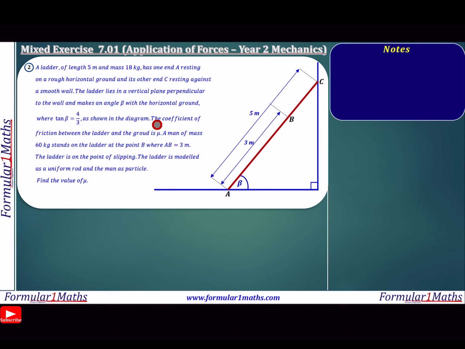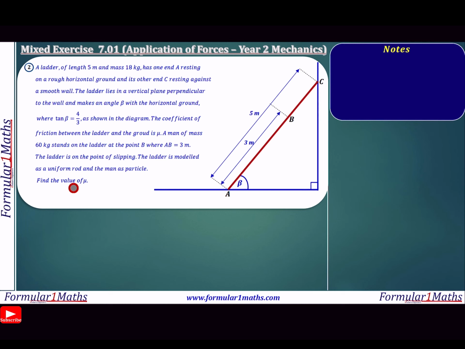The coefficient of friction between the ladder and the ground is mu. A man of mass 60 kilograms stands on the ladder at a point B, where AB is equal to 3 meters. The ladder is on the point of slipping. The ladder is modeled as a uniform rod and a man as a particle. Find the value of mu.